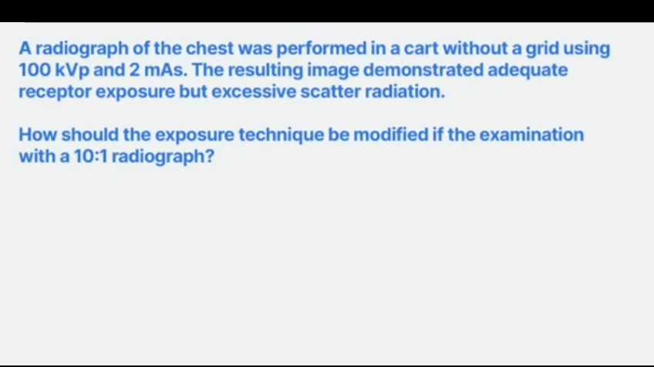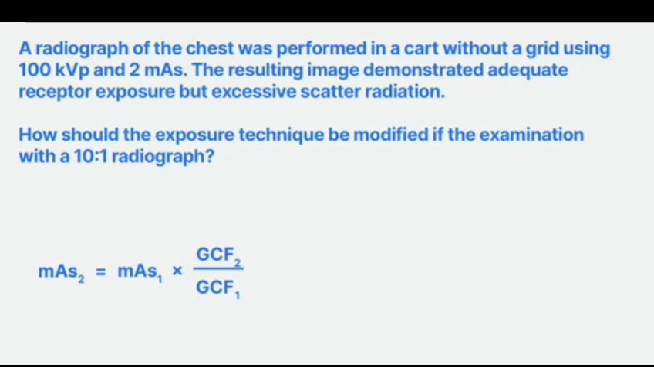A radiograph of the chest was performed in a cart without a grid using 100 kVp and 2 mAs. The resulting image demonstrated adequate receptor exposure but excessive scatter radiation. How should the exposure technique be modified if the examination is repeated with a 10:1 radiographic grid? The mAs should be modified using the grid conversion formula. We can't just guess. This is necessary to ensure the scatter is decreased while maintaining the same receptor exposure. The kVp should not be changed.